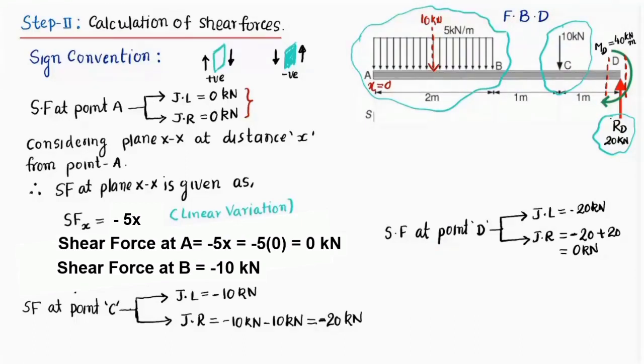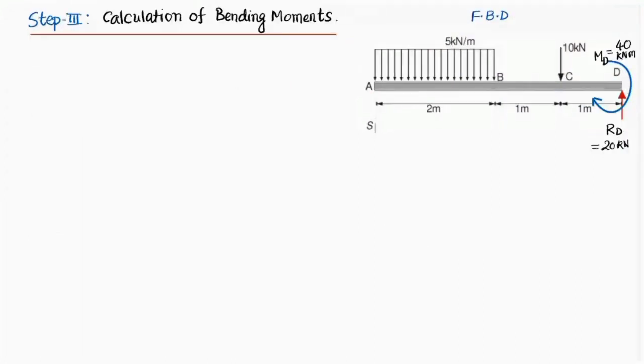Now we shall proceed to step 3, where we calculate the bending moments at various points of the beam. So friends, I have drawn the free body diagram of the beam over here. Support reaction RD we got as 20 kilonewton, and support moment reaction, that is MD, we got as 40 kilonewton meter. So this we have already done, friends. Now we need to find the variation of bending moments. So here also we will be moving from point A to point D from left to right.